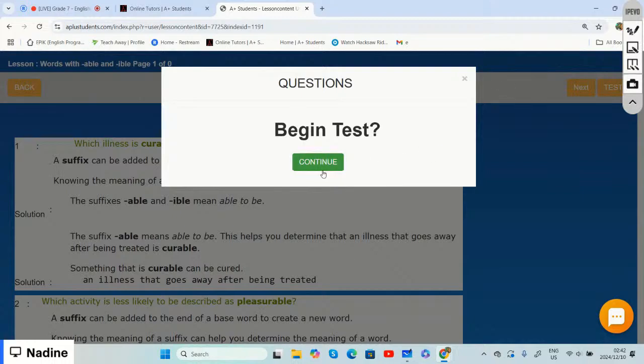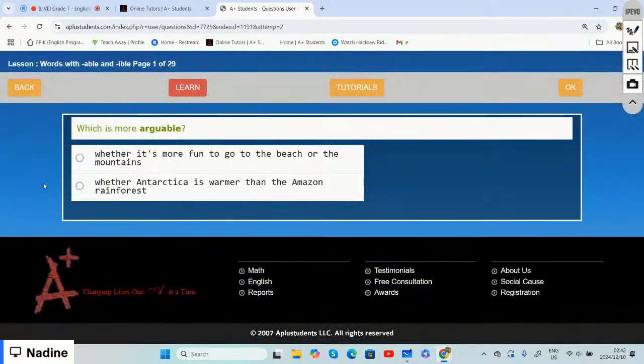All right. So now we're going to begin our test. So we need to say which is more arguable, like you're able to argue about something. Is it option one, whether it's more fun to go to the beach or mountains that we're arguing about? Or option two, whether Antarctica is warmer than the Amazon rainforest? We need to choose the one that is more arguable, something that you can argue about.